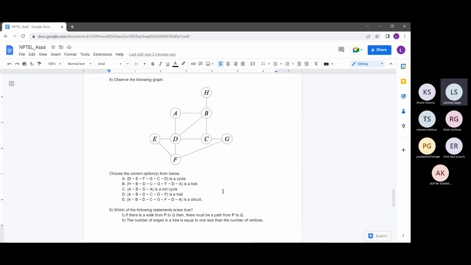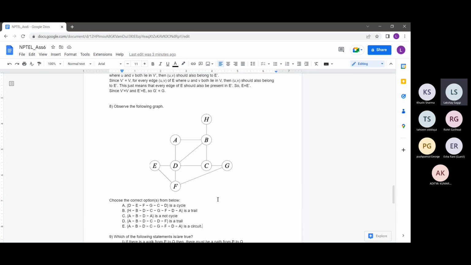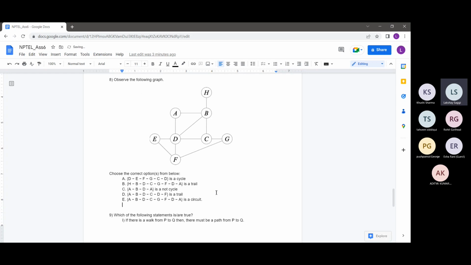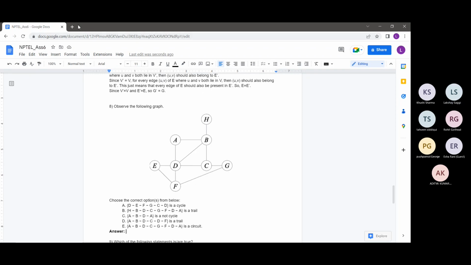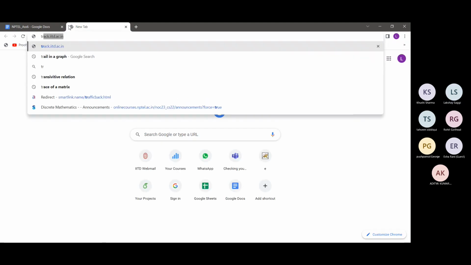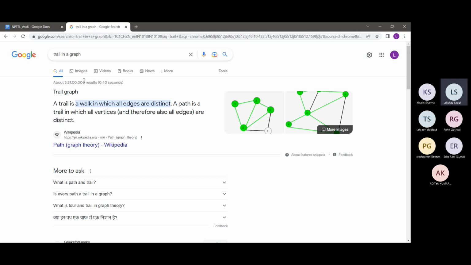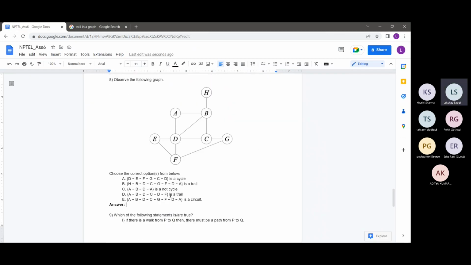So okay, guys, maybe we'll just come to the eighth question now. Again, the eighth question is asking something related to a bunch of definitions of the graph, like what is a trail, what is a cycle, what is a circuit. So maybe we'll just try it out. We have done this sort of question earlier also. We'll just do this a bit faster. We'll just see which of the following options are correct for this graph.